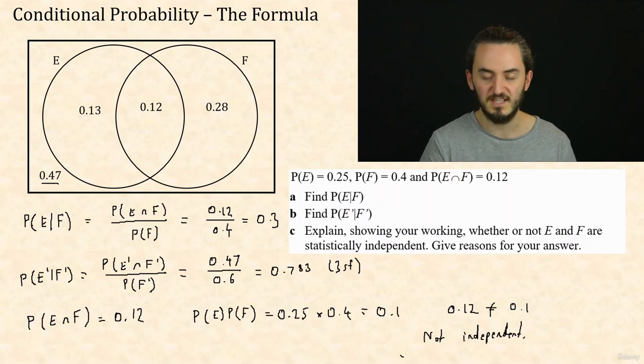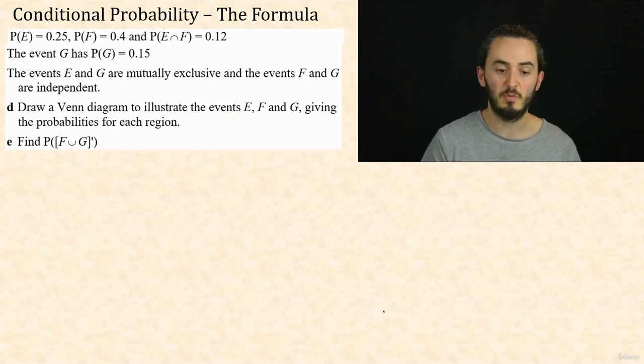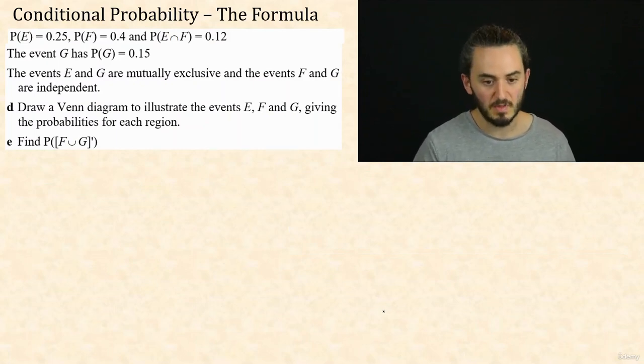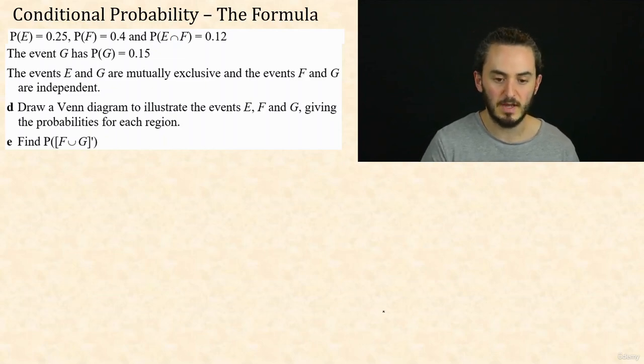It's a bit of a break, isn't it, in your stats exam? Just do the maths, right? That's what you need to do. That is your reasons. Okay, let's keep going with this question. So the event G has probability of G 0.15. The events E and G are mutually exclusive and events F and G are independent. Draw a Venn diagram to illustrate this.